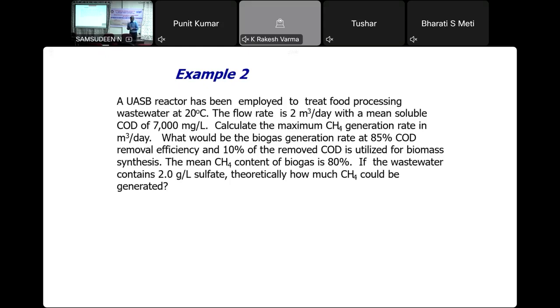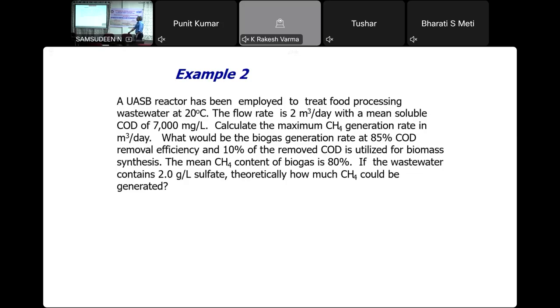So here we are using an upflow anaerobic sludge blanket reactor. Okay, and this reactor in a scenario is treating food processing waste at 20 degrees centigrade. The flow rate is 2 cubic meter per day with a mean soluble COD of 7,000 milligram per liter. I want you to calculate the maximum methane generation rate in cubic meter per day.